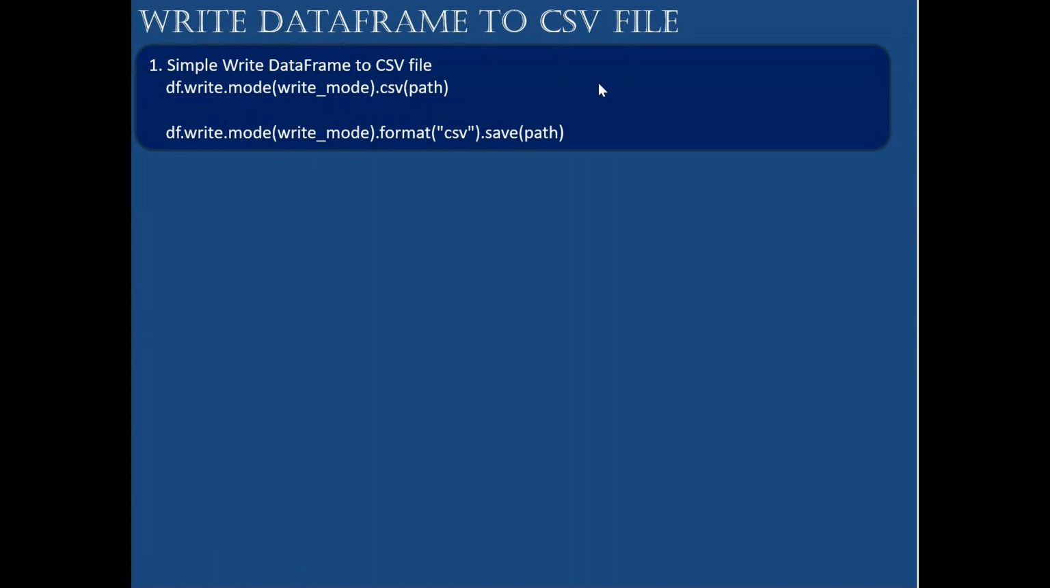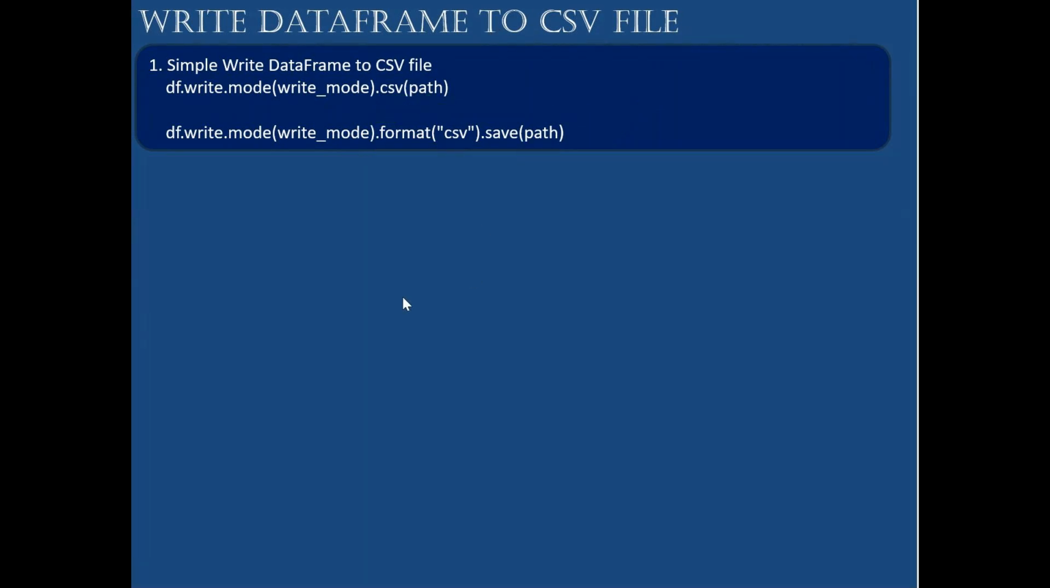We have two syntaxes here. Using .csv you can use. The second one is format of CSV and save. Instead of load here, save, because the target, right, you are saving. Source means format of CSV load will come. Sorry, if you are reading, format of CSV dot load will come, but while you are writing, format of CSV save will come. Okay, this is one syntax.